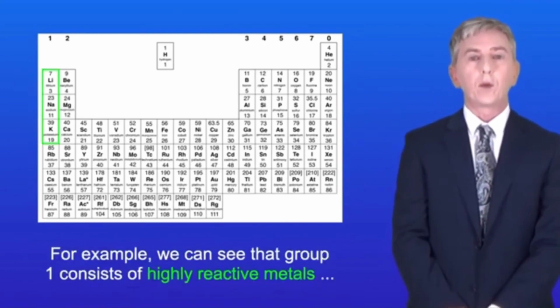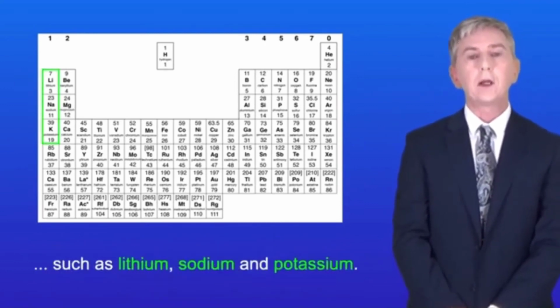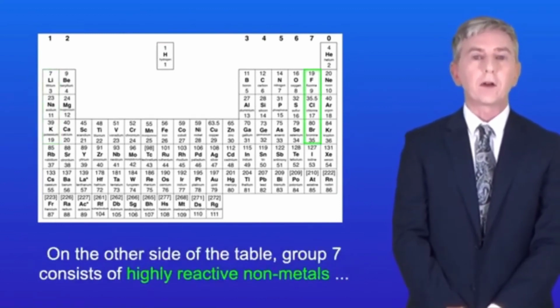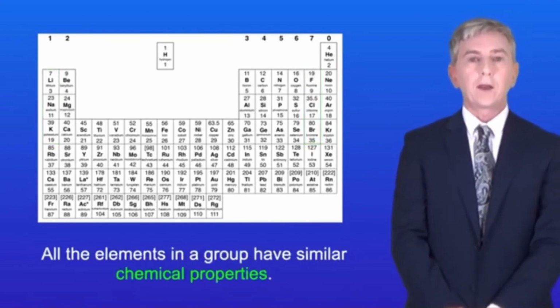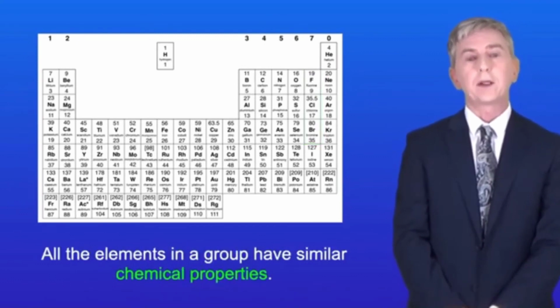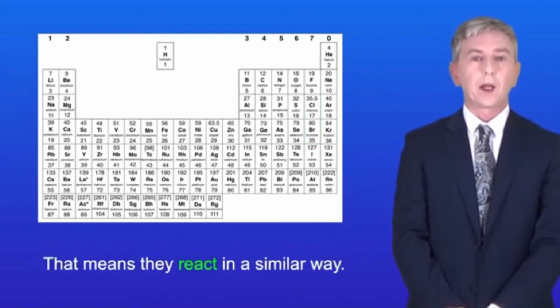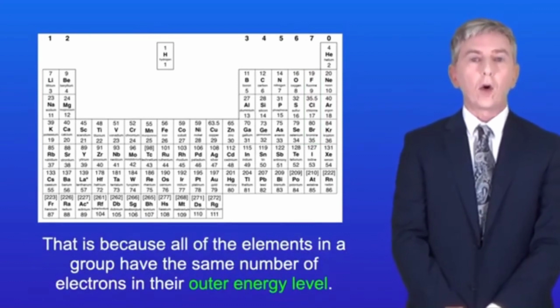So for example, we can see that group 1 consists of highly reactive metals such as lithium, sodium and potassium. On the other side of the table, group 7 consists of highly reactive non-metals such as fluorine, chlorine and bromine. All of the elements in a group have similar chemical properties, and that means that they react in a similar way.